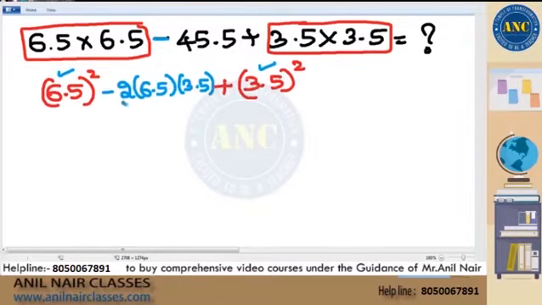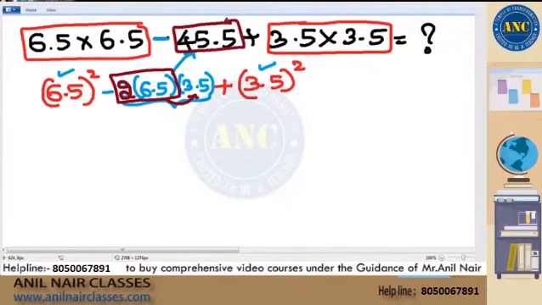Check whether this value is giving you 45.5. Can I say that 2 into 6.5 is nothing but 13? 13 into 3.5, and 3.5 is 7 by 2. 13 into 7 is 91, 91 by 2 is 45.5. Yes, it is absolutely satisfying the middle term.